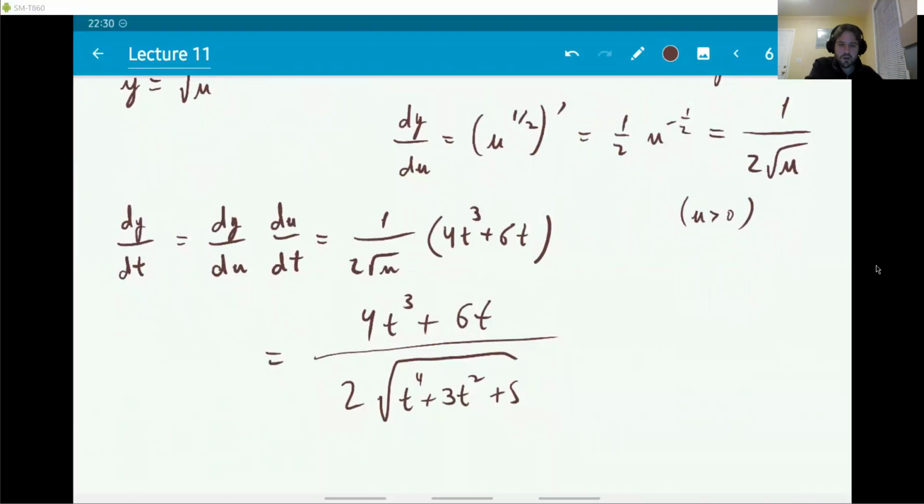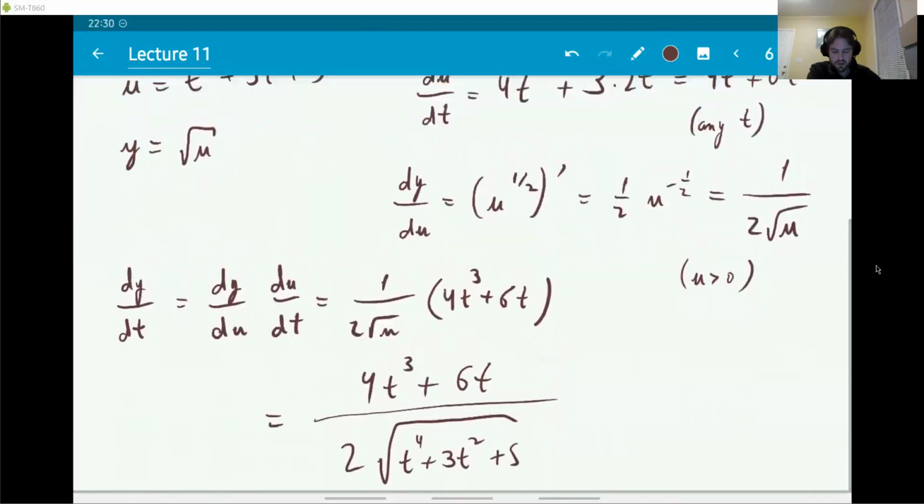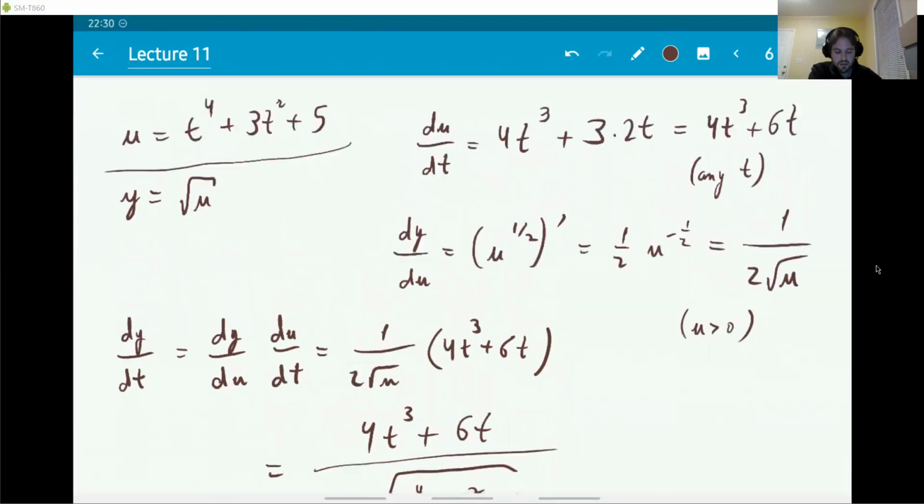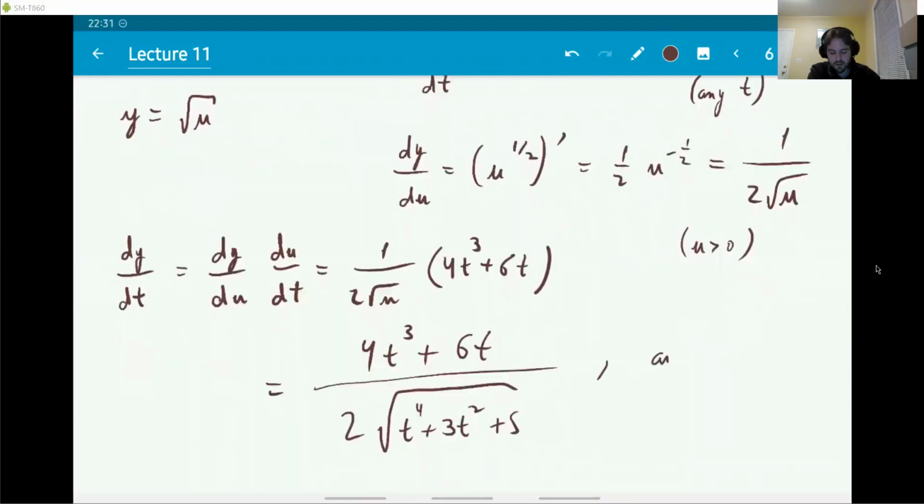And then what is the domain for this? The two restrictions that we had found: t could be anything, and then u only has to be positive. But if you look back at the u in terms of t, this number is always positive. You only have even powers, and then you also have this plus 5. This number will always be at least 5, right? So you really don't have any restrictions on the t variable.